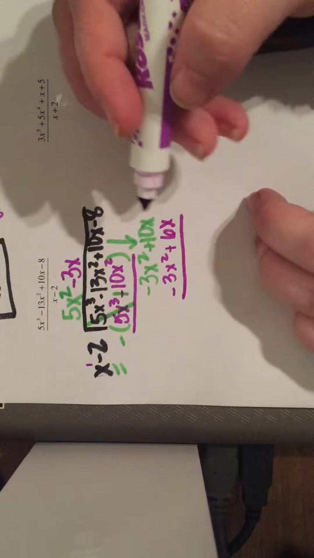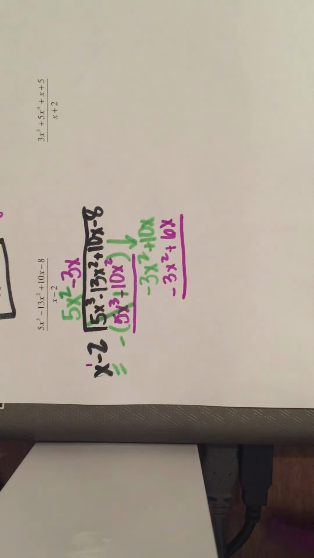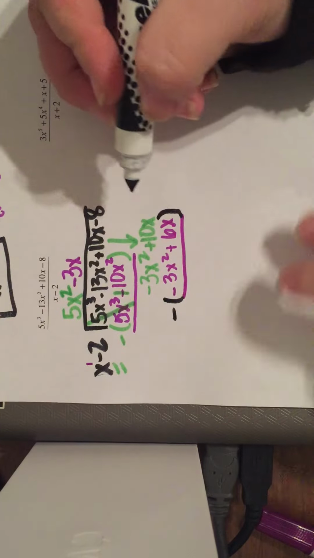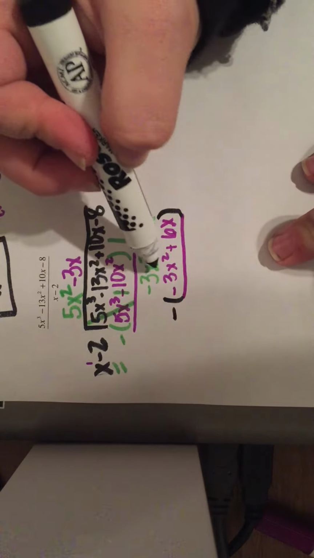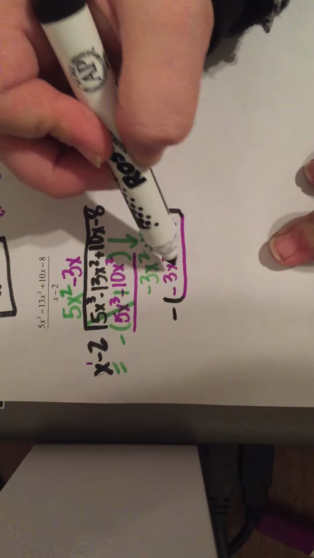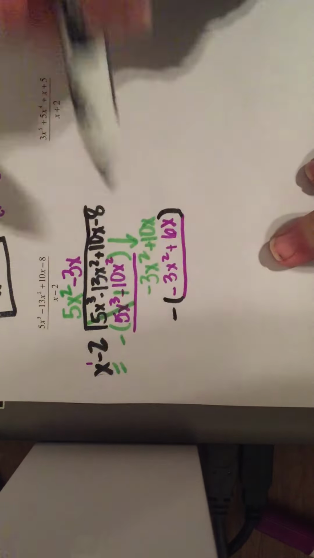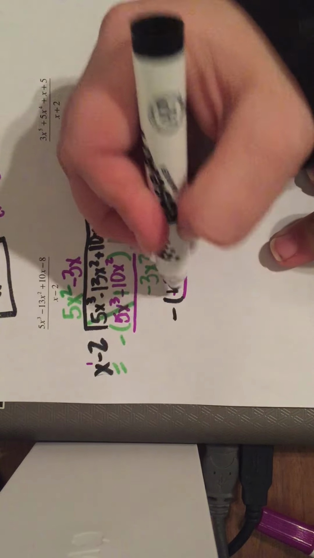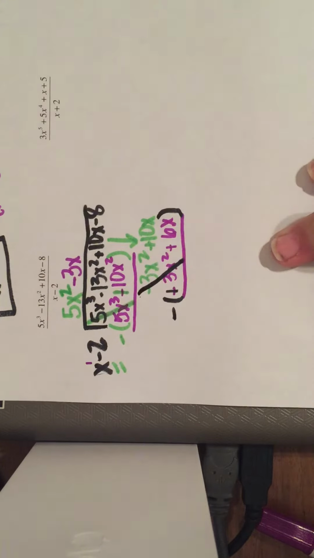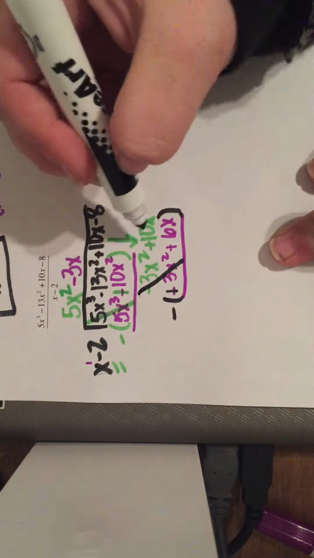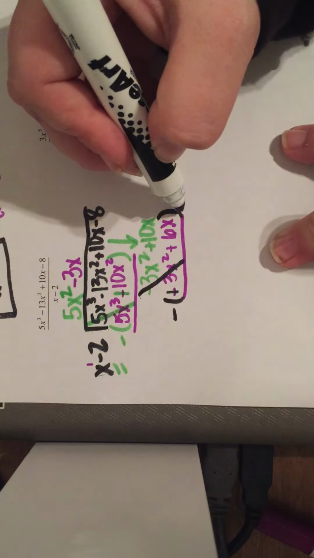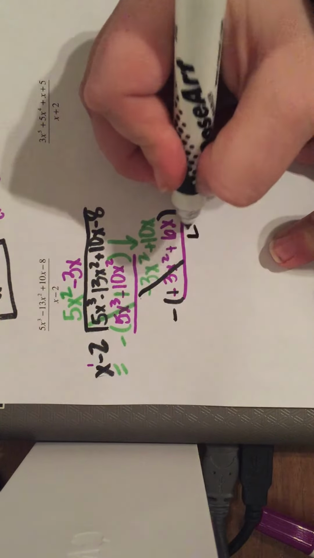Now, just like the other ones, we got to subtract them. So negative 3x squared minus negative 3x squared. Remember, minus negative makes this into a positive. So these two actually end up canceling out. They become 0. And then 10x minus 6x, that's going to be 4x.